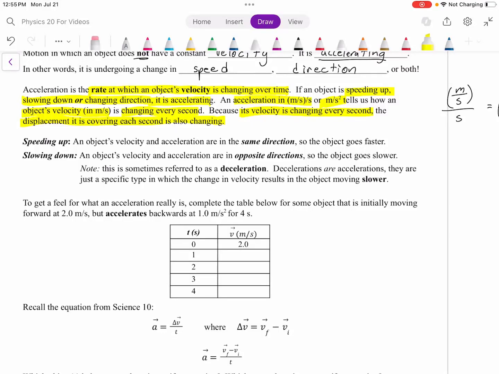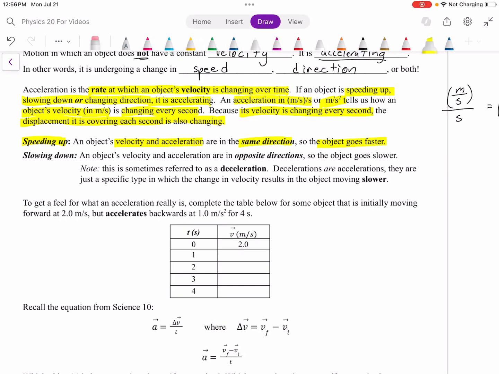So if the object is speeding up, getting faster, that just means that the object's velocity and the acceleration are in the same direction. So how fast it's moving and how fast that is changing each second are in the same direction. So the object goes faster. So acceleration is a vector, right? If you are moving forward already and you're accelerating forward, that just means your velocity is getting bigger and bigger in the forward direction. The acceleration, you can think of it as helping the velocity, so to speak.